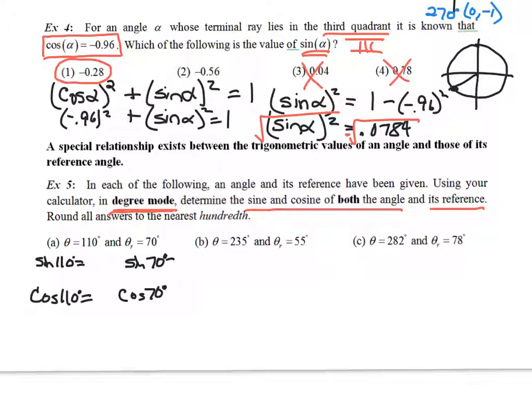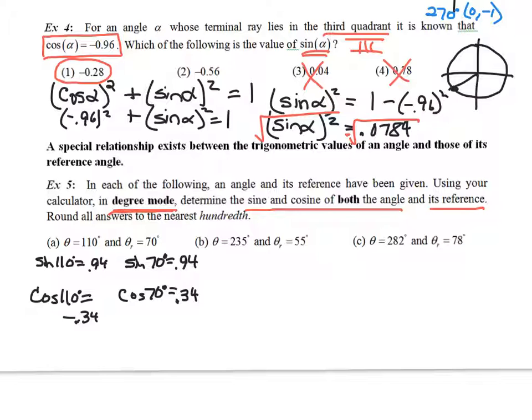So using my calculator, I'm going to type each of these in, and I got that the sine of 110 degrees is 0.94. The sine of 70 degrees is also 0.94. Very interesting. The cosine of 110 degrees, that's negative 0.34. And the cosine of 70 degrees is positive 0.34.